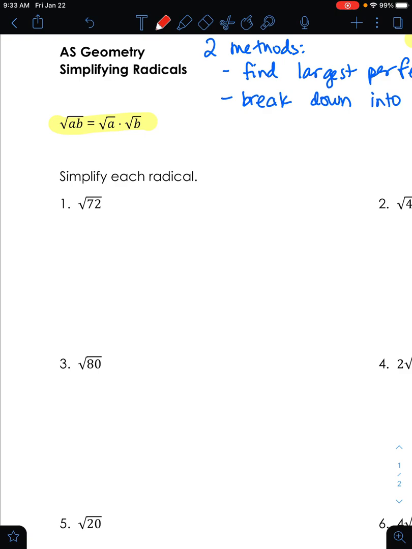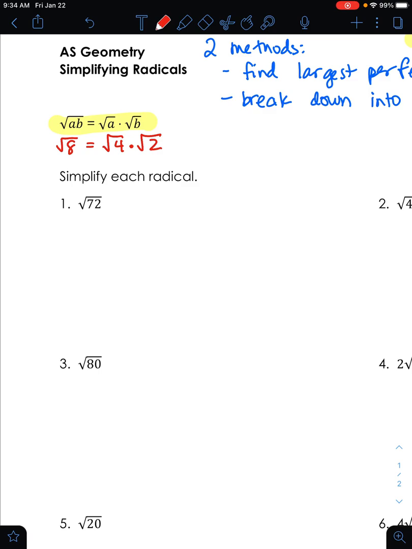When you've got an item under the radical, and this example is a times b, it can be separated into the square root of a times the square root of b. An example would be, let's say you have the square root of 8. I can separate that into two values that multiply up to 8. So 4 and 2 multiply up to 8. I can break the square root of 8 into the square root of 4 times the square root of 2, and it's equivalent to itself.